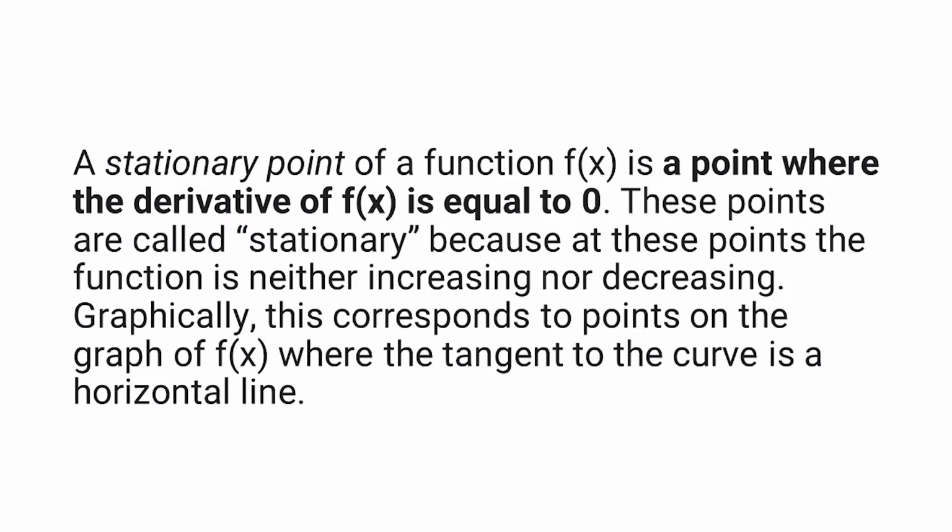So I Googled it. Google has all the answers, right? This is what it reads: a stationary point of a function f of x is a point where the derivative of f of x is equal to 0. These points are called stationary because at these points, the function is neither increasing nor decreasing. According to this definition, if you're willing to accept it, and you may want to challenge it, a stationary point is a point where a function is neither increasing nor decreasing.